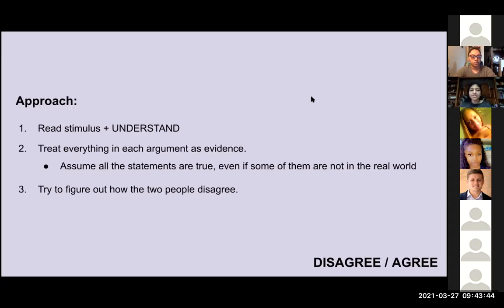So your approach, you want to read the stimulus and understand what both sides are saying. As Tyler said, you could read one and then look through the answer choices, so that just that one is clear in your mind, and ask, does this person agree or disagree with this statement, with this statement, with this statement, and just go through all the answer choices. Anything in each argument can be the evidence. So you want to assume all the statements are true, and then you want to try and figure out how the two people disagree.